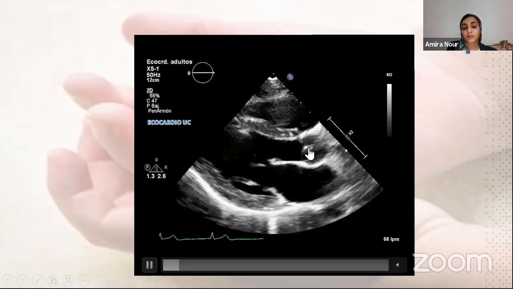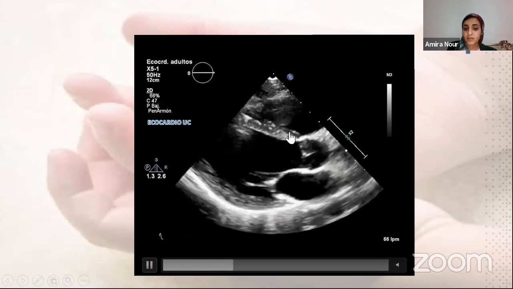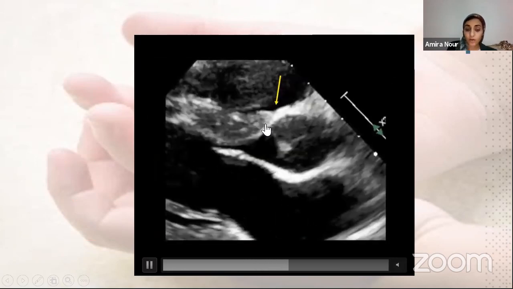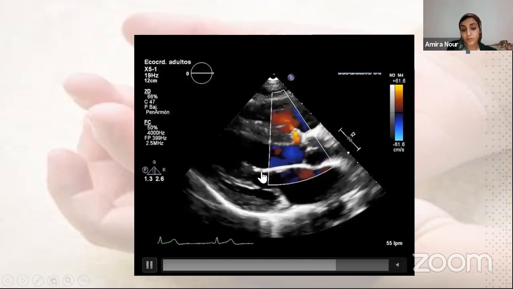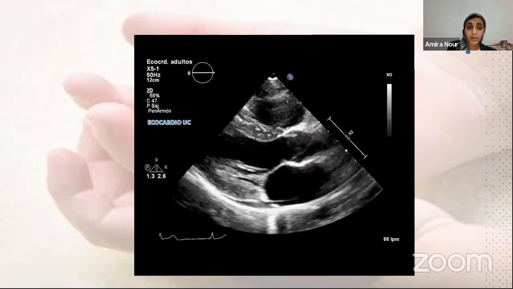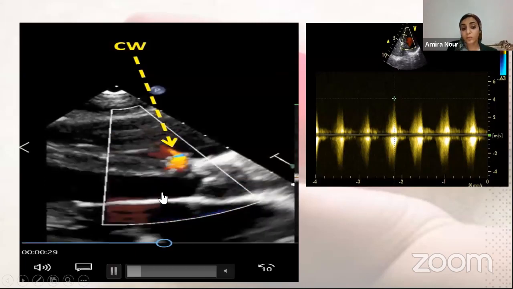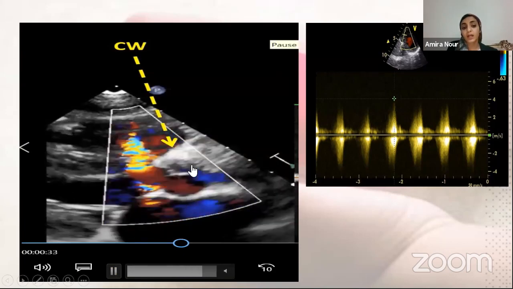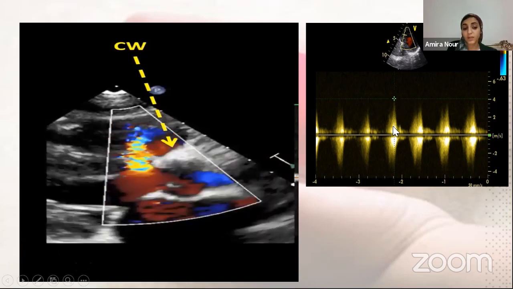As I said, you can determine the location and type of VSD by echocardiography, and its size, here about 2 to 3 millimeters, and the direction of flow, whether from left to right, bidirectional, or from right to left. Using continuous wave Doppler here, we can assess the pressure gradient across the VSD. This patient had a pressure gradient of about 65 millimeters of mercury.